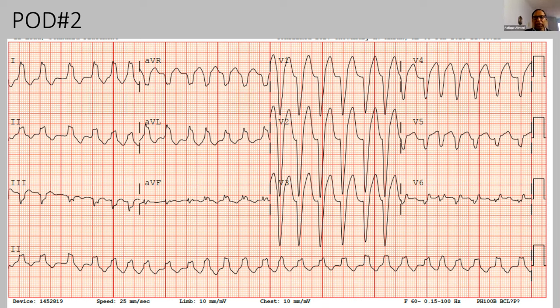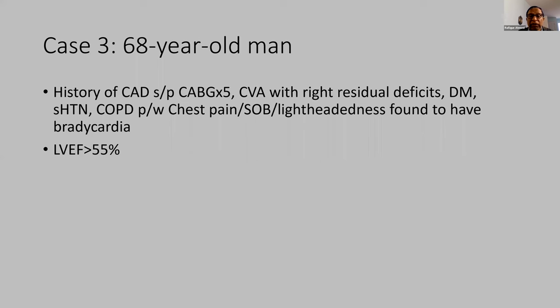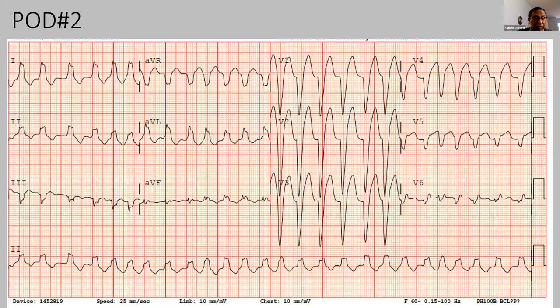Yeah, perfect. The other part is that if you look at the initial R wave, there is a tiny R in lead V2, and the initial deflection is very sharp. So both of those point towards left bundle.